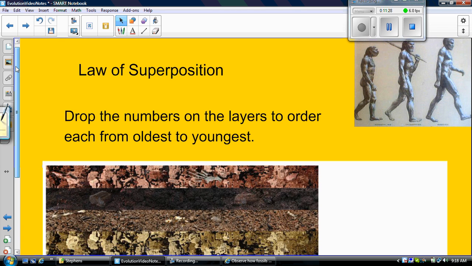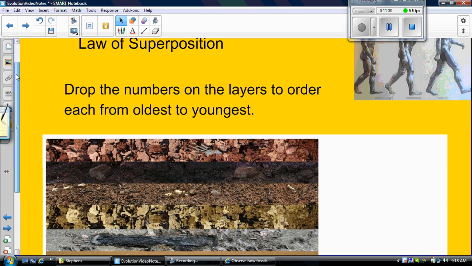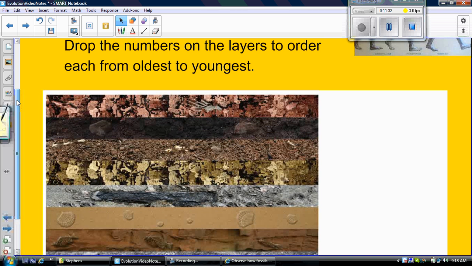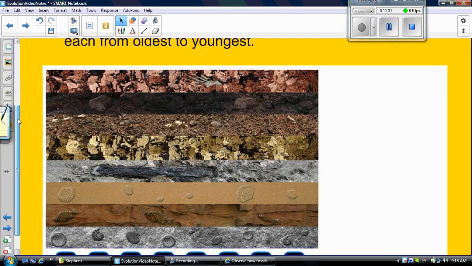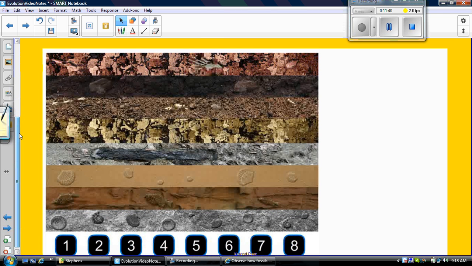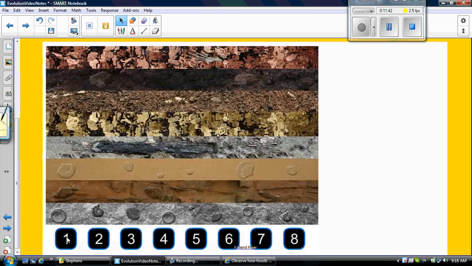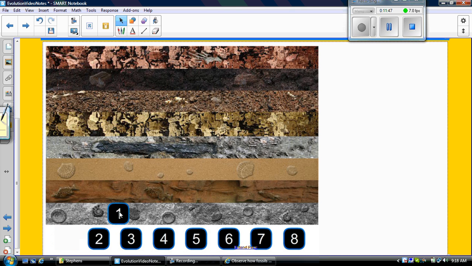Okay, law of superposition. If you want to look at this, you can practice this. It's dropping the numbers on the layers in order from oldest to youngest, so you can look at the layers. Okay, here are your numbers. I don't think you'll be able to move them like me, but if this is our oldest, number 1 is our oldest. Remember, bottom layer, it should go there. 2. Okay, you can practice putting them in order. Law of superposition. And notice they've got fossils in the layers. Okay, so these fossils are older than the fossils in this layer, and so forth.